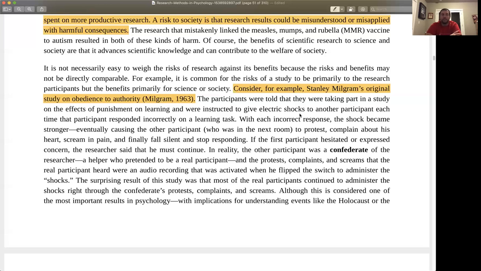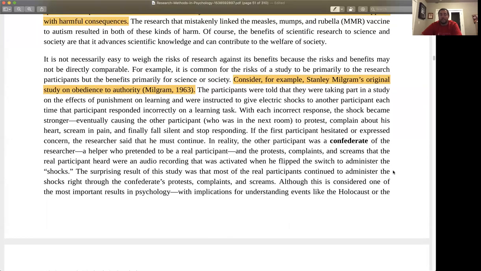All the responses were tape recorded, but the teacher didn't know that. The teacher was the real participant, to see how this goes. And it brought up a bunch of ethical considerations, right? Is it ethical to let your participant think that they killed somebody, because many of them did think that they actually killed the person in the other room? Is it ethical to ultimately lie about the main purpose of it, which we call deception?